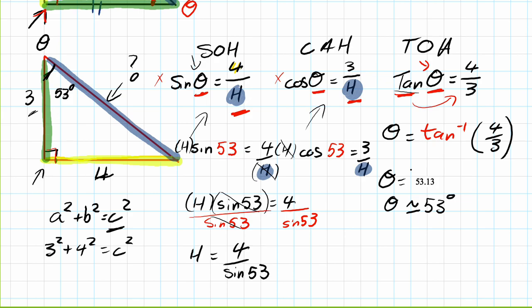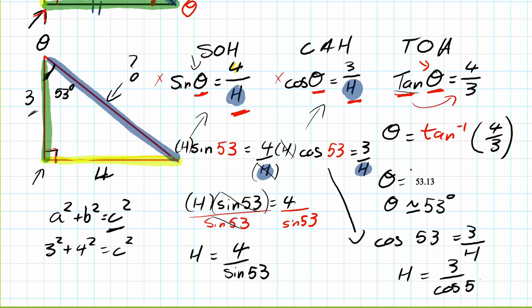This little process here that we just went through, you're going to get really quick at, and you're not going to write it all out the way I did it. I just wanted to show you that it can be done, and that's how it's done. Over here, I'll rewrite it again. Cos 53 is equal to 3 over h. All that really means is the h and the cos 53 can swap positions. H will be equal to 3 over cos 53, okay?